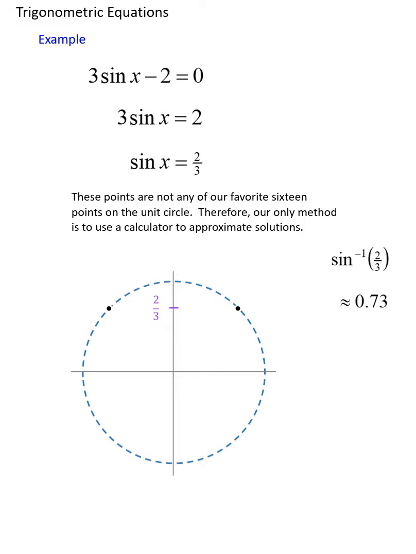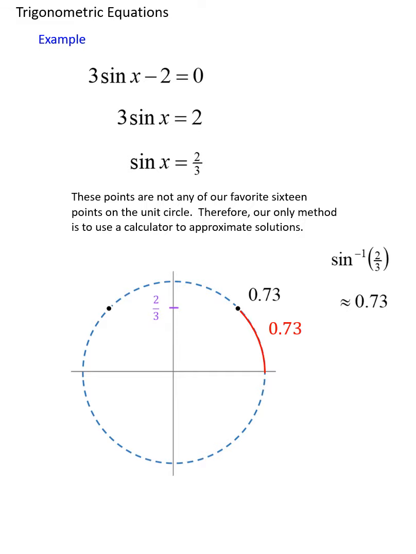So what that 0.73 approximation means is that this point terminates at the end of an arc, and the length of that arc is 0.73. That's the meaning of the number that the calculator gives us. And this is definitely one approximation to the answer to this problem.